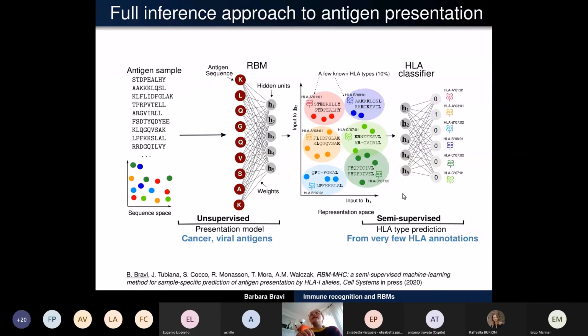And in particular, it is crucially guided by the cluster structure that has been already discovered by the RBM in an unsupervised way. And we propose this second part of the method as a tool to characterize especially newly available samples, starting from the very few HLA annotations that are already existing in the public databases.